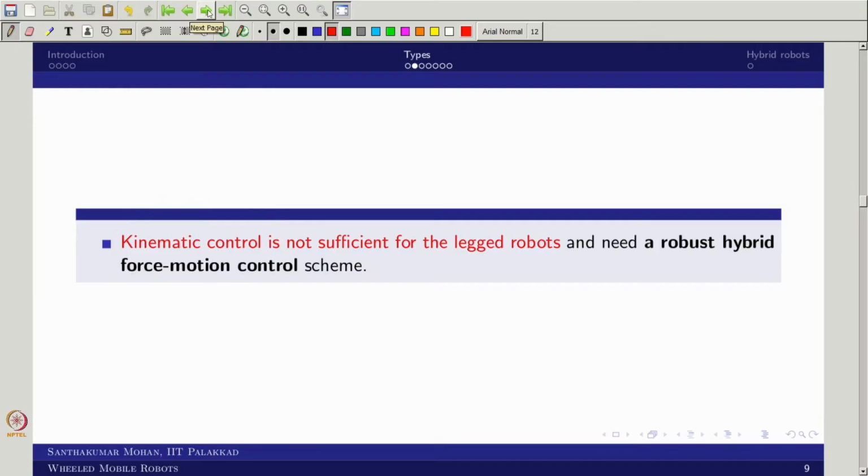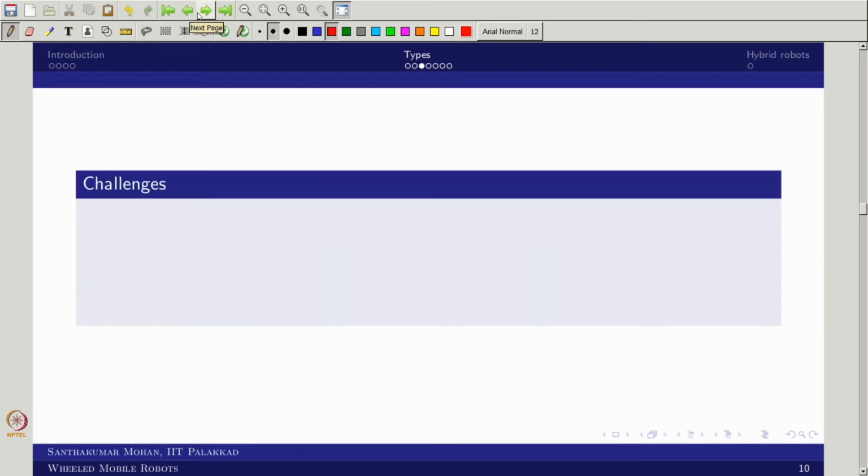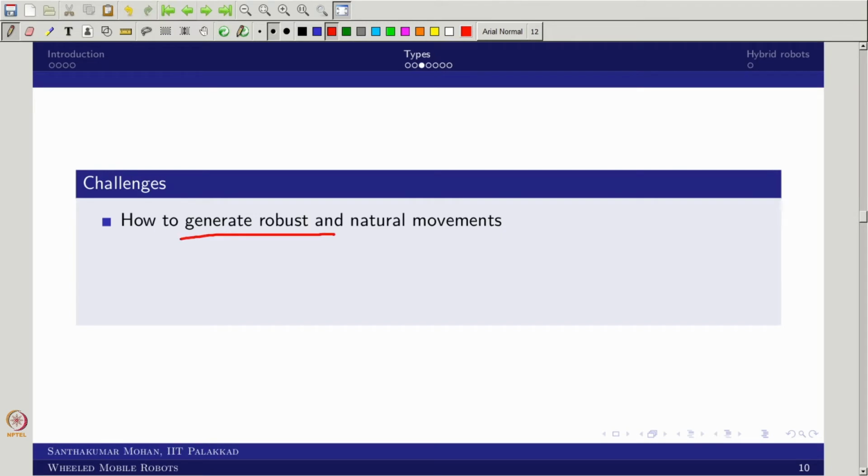So that is what we are saying, we need a robust hybrid force and motion control scheme. You need to monitor what would be the force acting on the support and what would be your motion. So in that sense, it is supposed to be combined, both. That is one of the important aspects when you talk about a legged robot. Then what would be the challenges? Definitely the challenge is how to generate the robust and natural movement of individual legs, which is very complex.